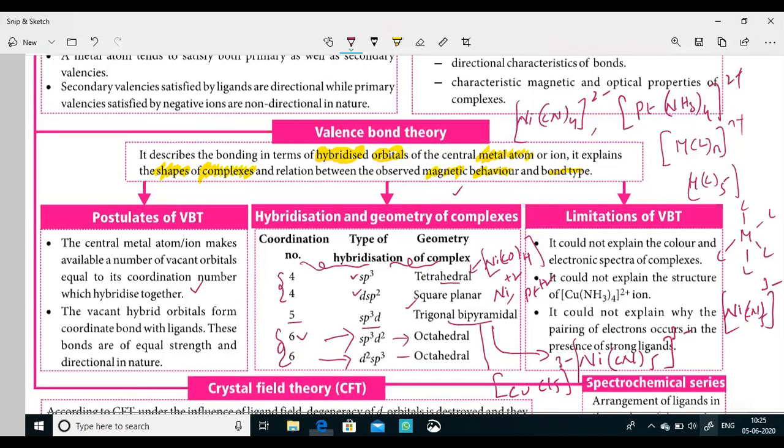Octahedral means we have many octahedral complexes, such as the hexaammine cobalt(III) complexes. All of these cobalt complexes are octahedral, with d2sp3 as well as sp3d2 hybridization.